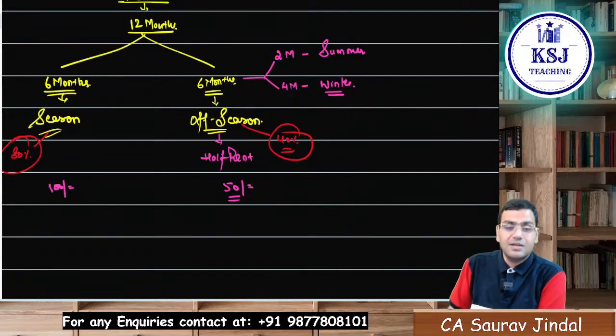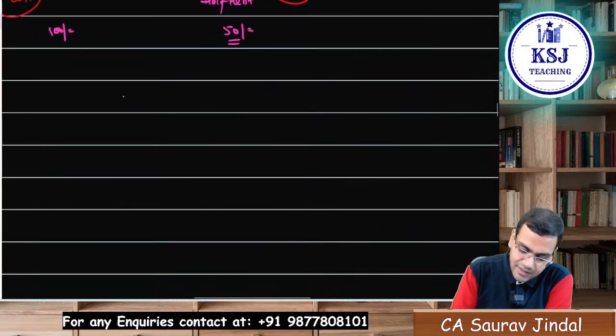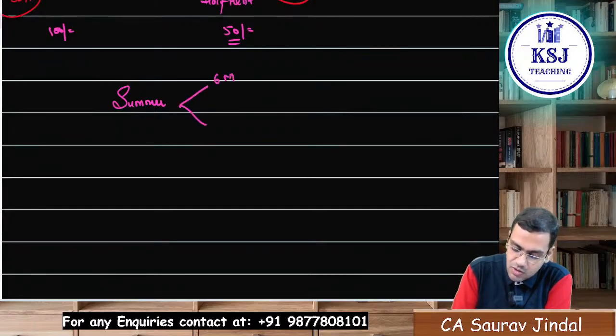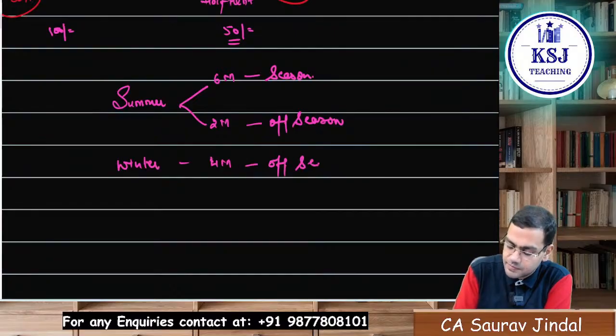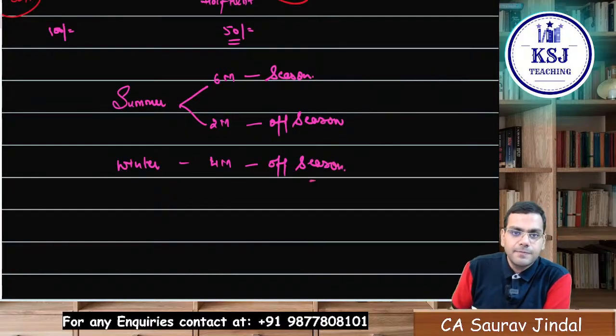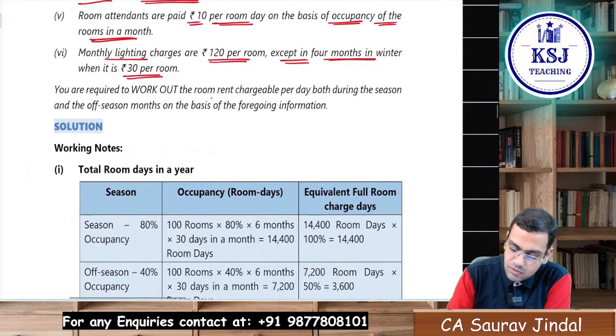Clear? So that means summers consist of 6 months of season, 2 months of off season, right? So if we summarize here, I will say the summer season is what? 6 months of good season, right? And 2 months of off season. Clear? And if you talk about winter, it is 4 months of off season. Clear? So this is the summary, sir. Now he says you are required to work out the room rent chargeable per day both during the season.